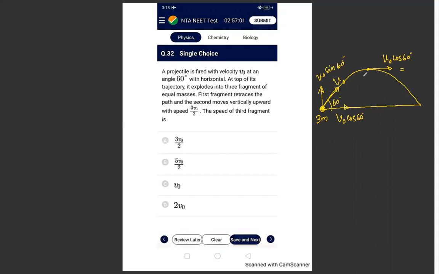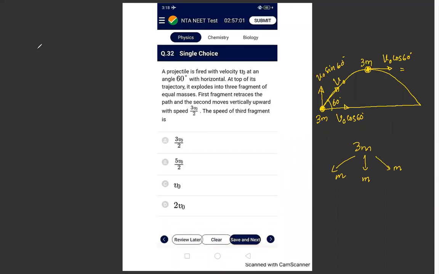Mass is 3m. So when it has come to this place, it has a total mass of 3m, which is broken into 3 equal parts, m, m, and m. It is given that the first fragment retraces its path. That means it is going back. And the second fragment moves vertically upward with a speed of 3 v naught by 2. We are required to find out the speed of the third fragment.